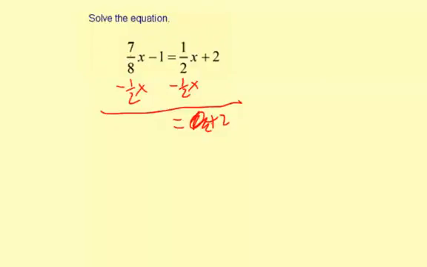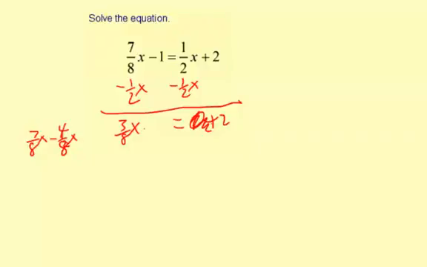Left side, well, you have to deal with the common denominator situation to subtract the fractions. So you have 7/8 x minus 1/2 x. You need to multiply by 4/4 for the 1/2. So it's 4/8 x. So you have 7/8 x minus 4/8 x, which is 3/8 x. That equals 2.